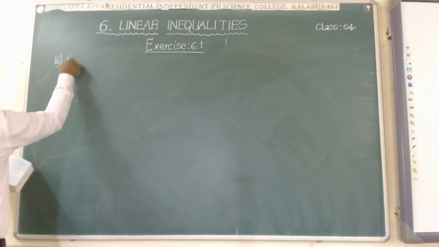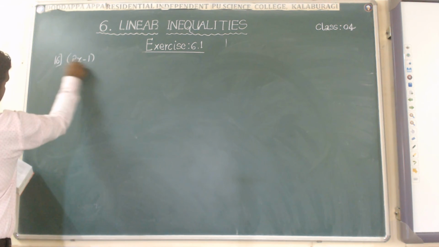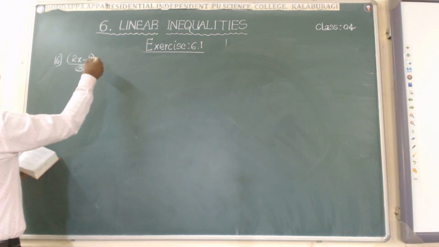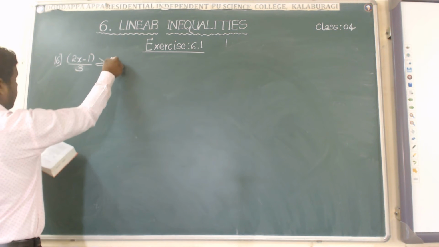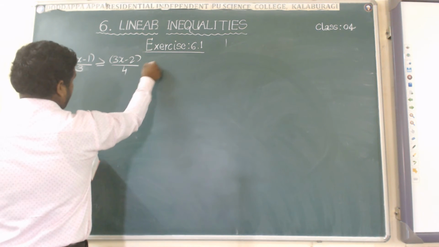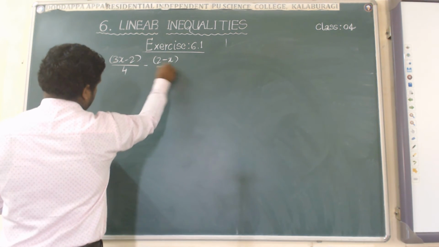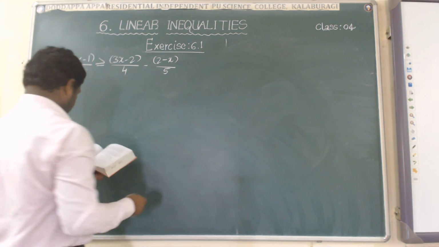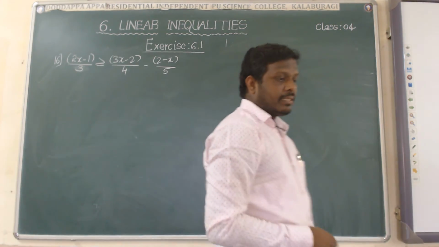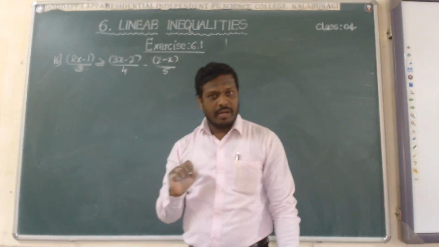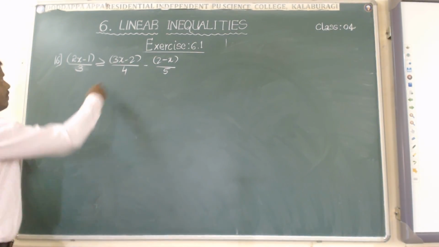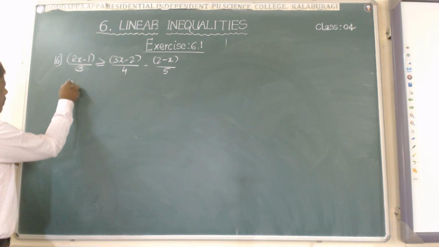The given question is (2x minus 1) upon 3 greater than or equal to (3x minus 2) upon 4 minus (2 minus x) divided by 5. We have to find the value of x. Here x is a real number. First of all, take the LCM of 4 and 5. What is the LCM of 4 and 5? And write the inequality as usual.